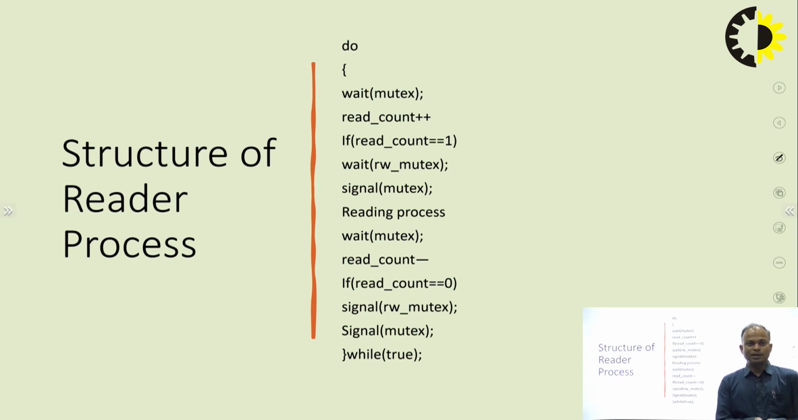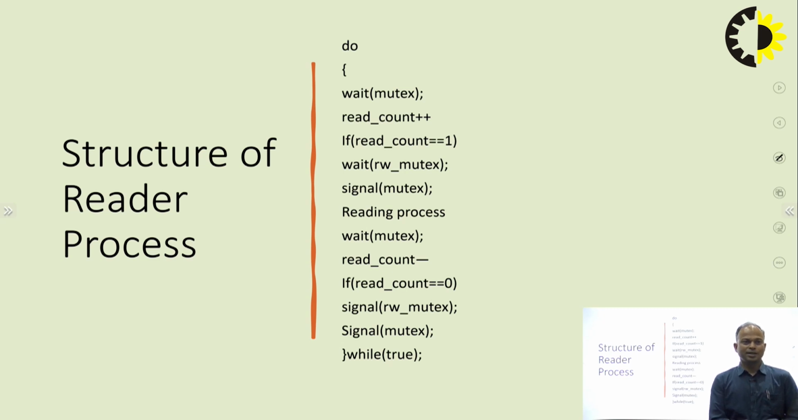So, wait x, now after reading, the reading has been completed. We need to decrease the value of the read count, and at the same time we should also increase the value of the read write mutex, because we decreased the value of the read write mutex, and the read write mutex is responsible for the writing process. If read count equals 0, no reader process is there. This is a very important line. If read count is not 0, say read count equals 1, one more reader is there. So, we cannot increase the value of the read write mutex.